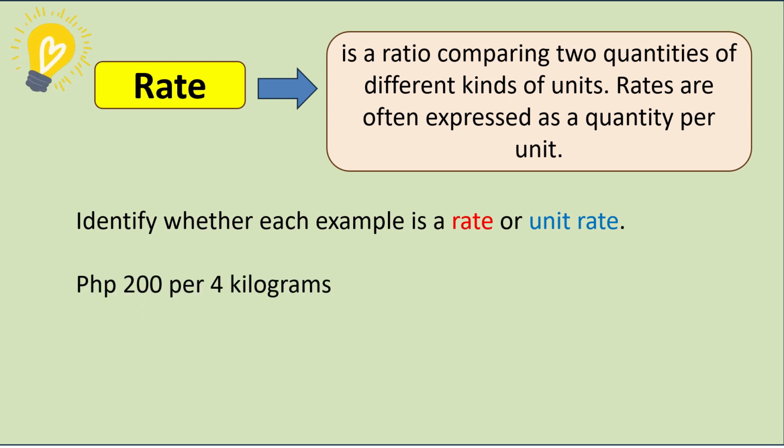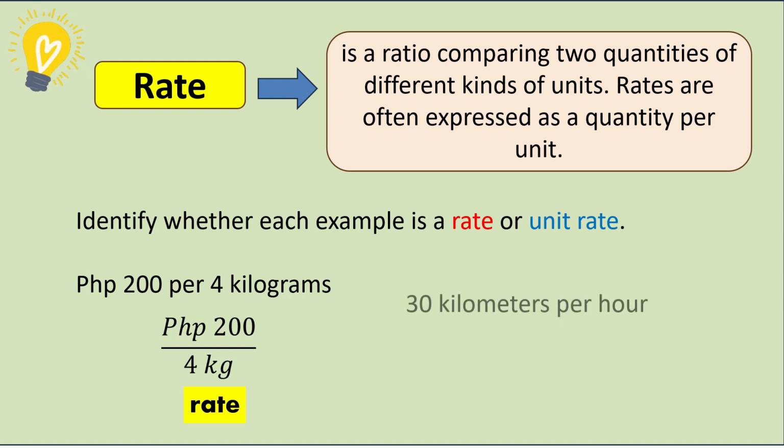For example, 200 pesos per 4 kilograms. First, we write it as a fraction, where the numerator is 200 pesos and the denominator is 4 kilograms. And since the denominator is not equal to 1, then it is called rate.